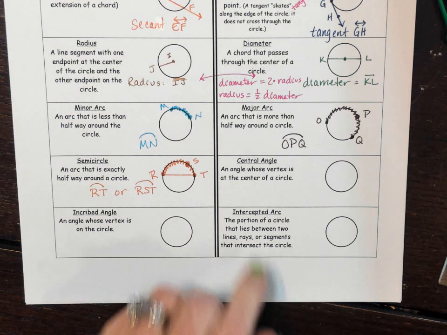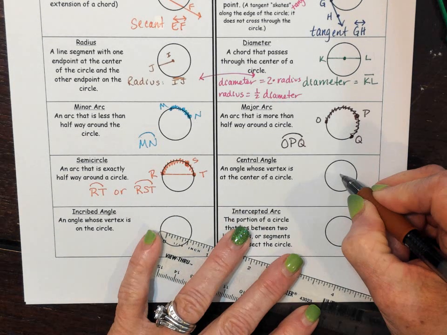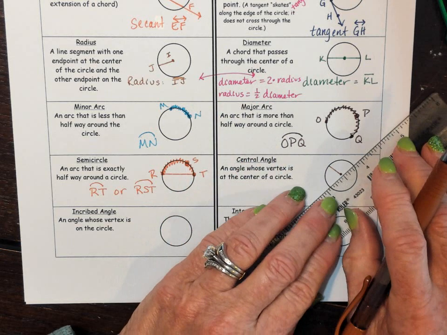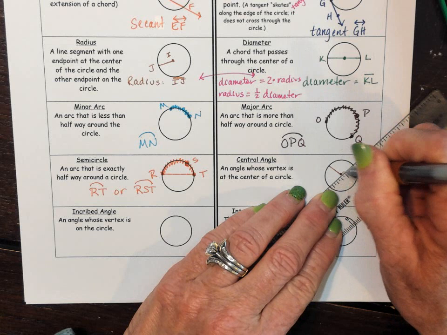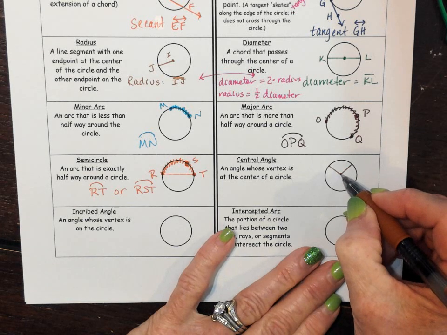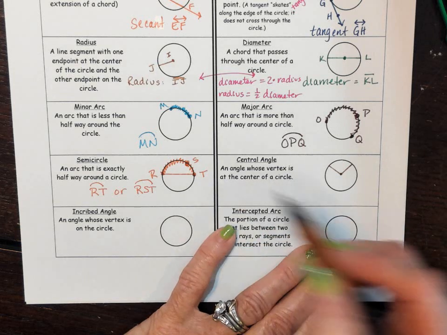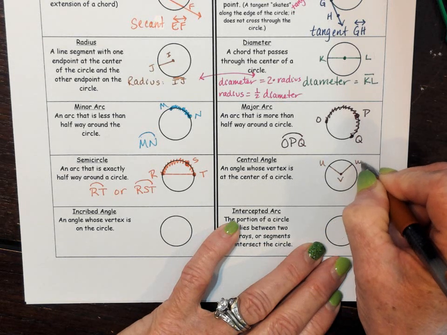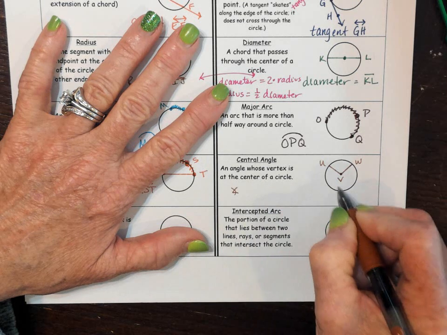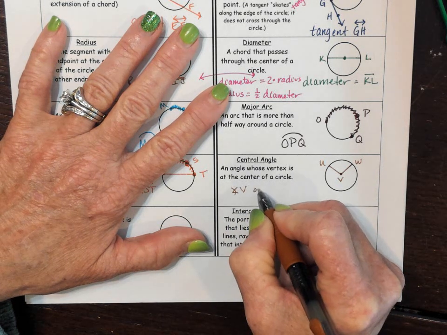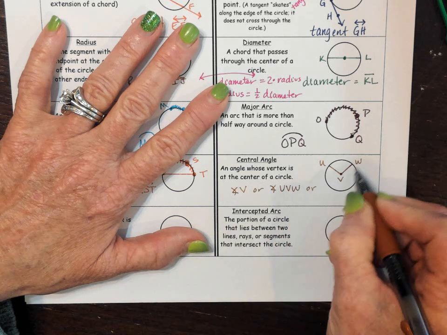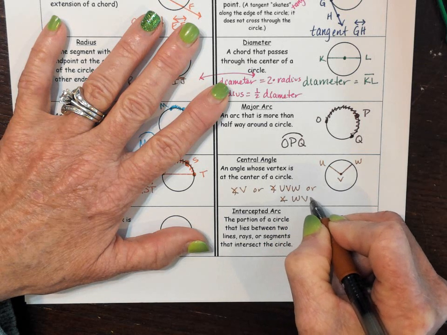A central angle is an angle whose vertex is at the center of the circle. Reminder here, if I am going too fast for you, please feel free to stop the video, pause, rewind, and catch it again. Central angle has its vertex at the center of the circle. Let's call this U, V, W. Now when we name that angle, because there's only one vertex there, we could say angle V, or we could use the three-letter name, angle UVW, or we could reverse the order, angle WVU.